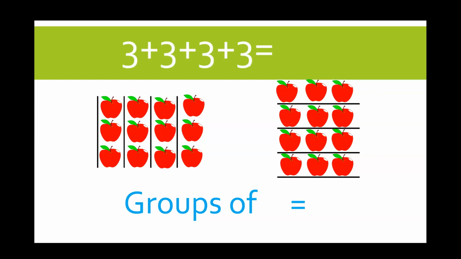Is this what your equation looked like? 3 plus 3 plus 3 plus 3. We've got 4 columns, 1, 2, 3, 4. We've got 4 rows, 1, 2, 3, 4, with 3 in each. So we did 3 4 times. What is 3 plus 3 plus 3 plus 3? Did you put it as 12? Excellent job.